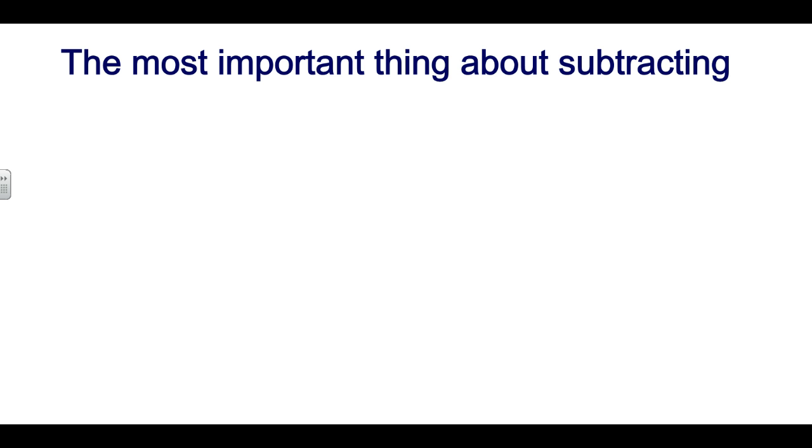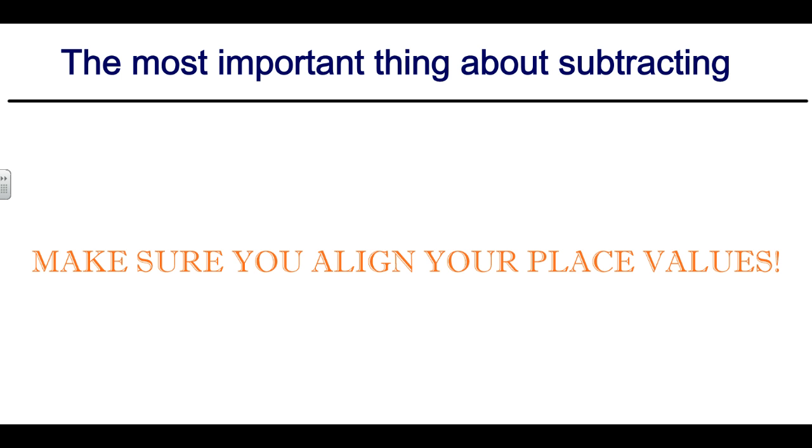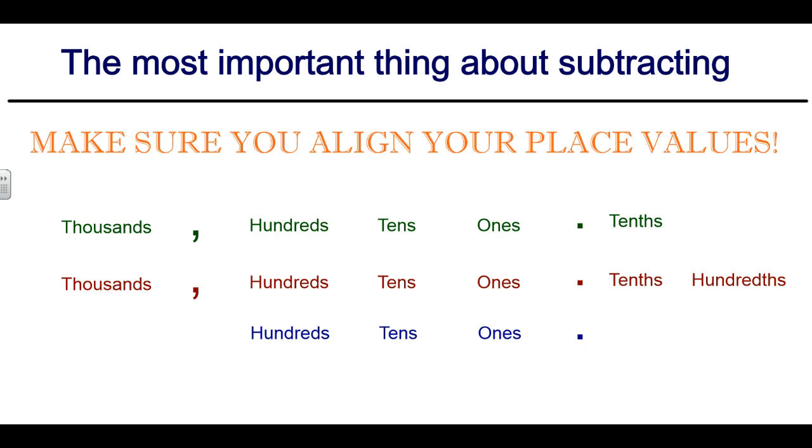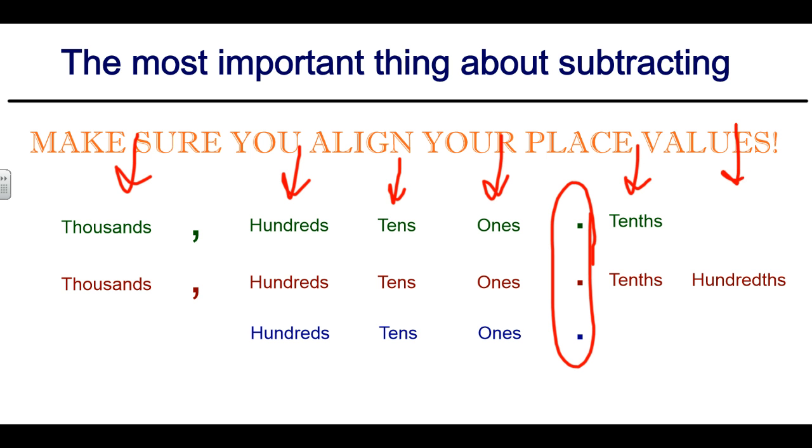And much like adding, we have one most important thing about subtracting, and that is making sure that we align our place values. That is, regardless of whether we have just whole numbers or we have whole numbers and decimals, we make sure our ones, tens, hundreds, thousands, tenths, hundredths, etc. are all aligned. And we do that by making sure that our decimal point is aligned and that our numbers are all clearly in one column or another. If we do that, we are guaranteed to make sure that we have our two numbers, the minuend and the subtrahend, aligned for use with subtraction.